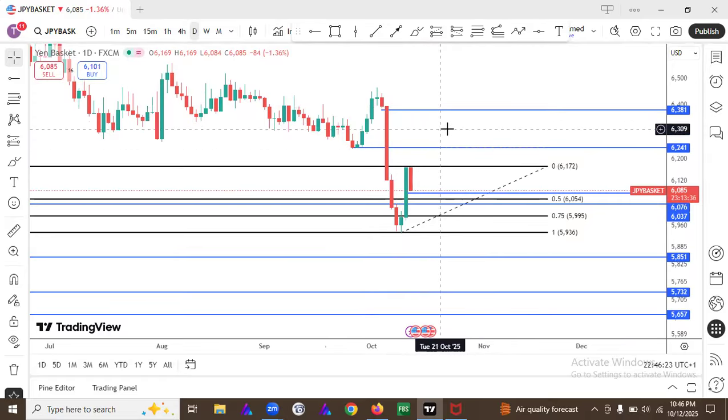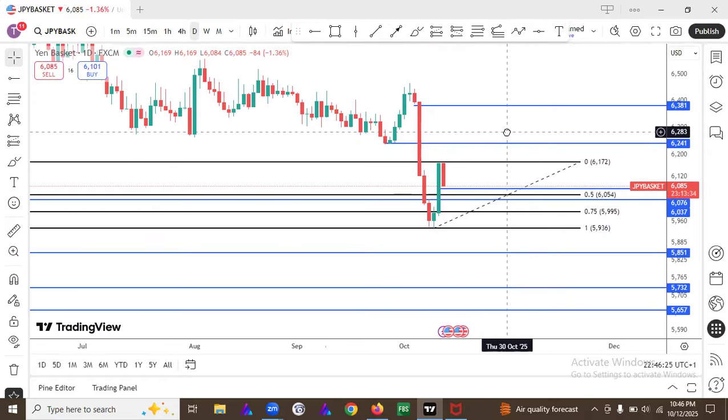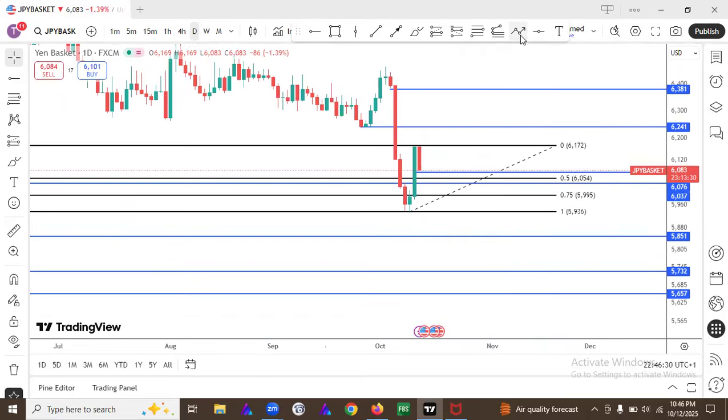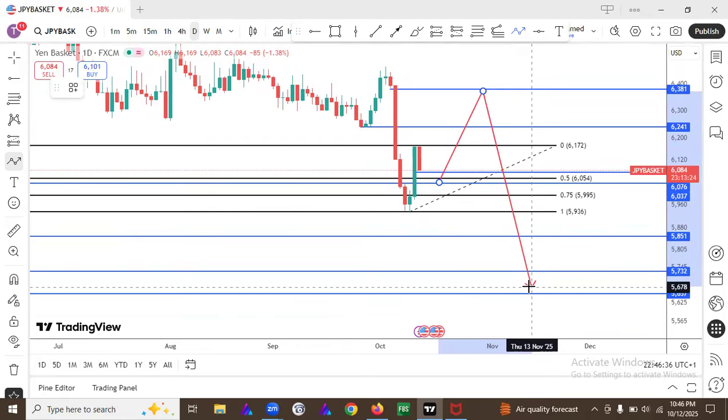Yeah, this will be my second target. Probably after it fills this fair value gap, then we should expect a sell from that area. Okay, that's my take on the basket.